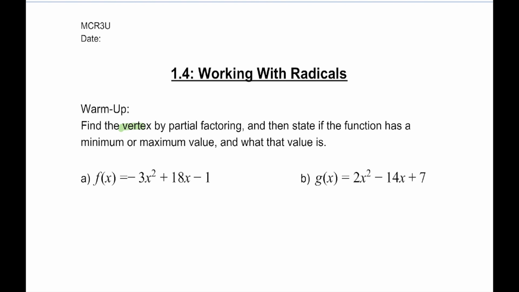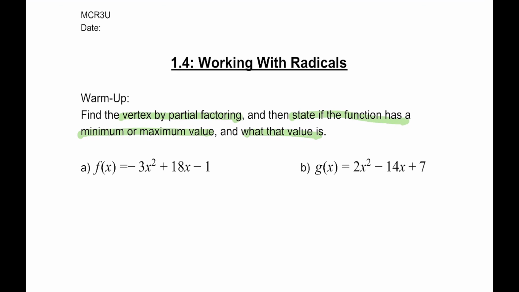So here we're asked to find the vertex by partial factoring, and then state if the function has a maximum or minimum value and what that value is. Once we get the vertex, it's really to state what that minimum value is, and then just look at the a value to determine if it's a maximum or minimum. So the a value of the quadratic equation.